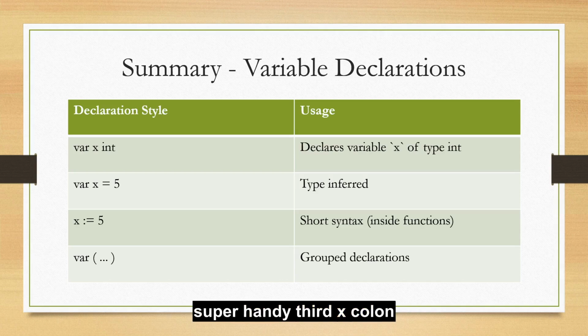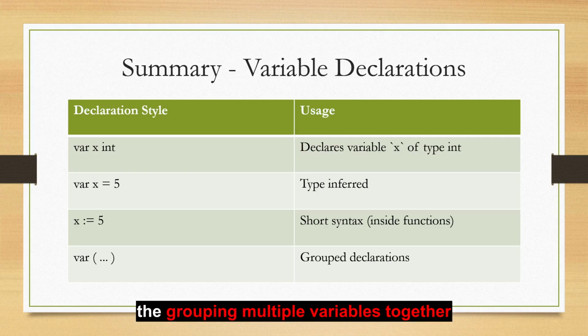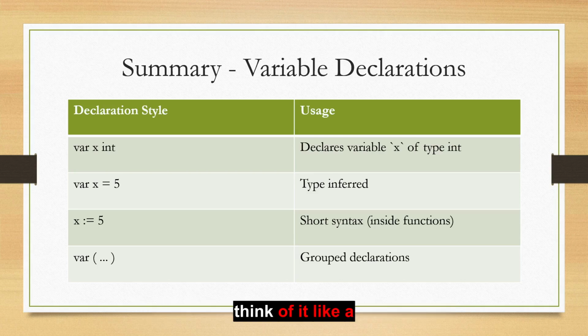Third, x := 5. This is the shorthand version, but remember, it only works inside a function. It's fast and clean, perfect when you are writing quick logic. And finally, var with brackets. This is just for grouping multiple variables together. Think of it like packing all your variables into one neat section. In real coding projects, choosing the right style makes your code cleaner and easier to read, which is a big deal whether you are building something on your own or working in a team.